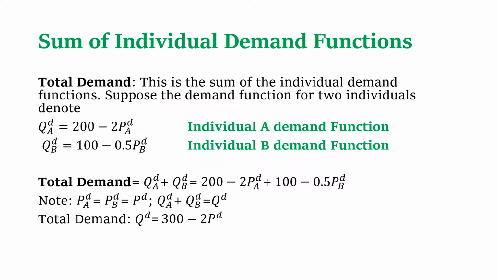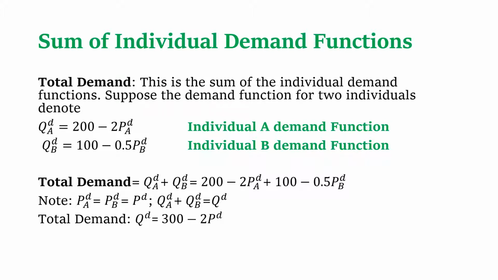Now let's sum the individual demands here. This is the sum of the individual demand functions. Suppose the demand function for two individuals equals this and this. Now, what is total demand here? Total demand is QAD plus QBD, which is the sum of these two.